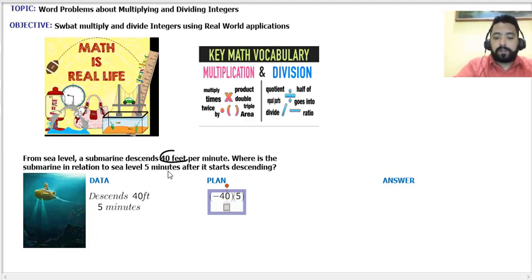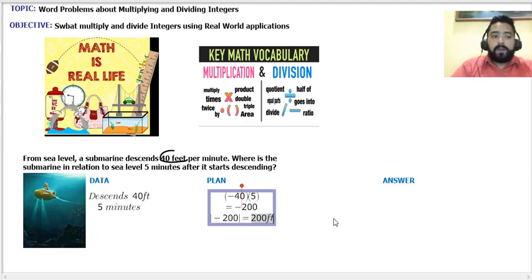And we have to represent how many feet it is descending after 5 minutes if it continues with the 40 feet per minute. So if you multiply negative 40 times 5, it's going to be negative 200. But remember, you can say that it's negative 200, so we apply the absolute value. The absolute value of negative 200 is equal to 200.